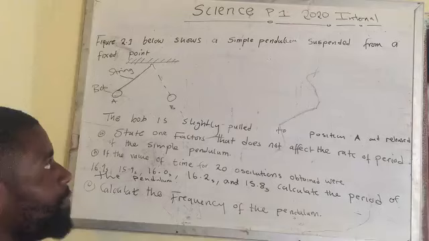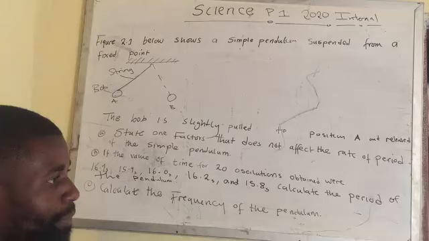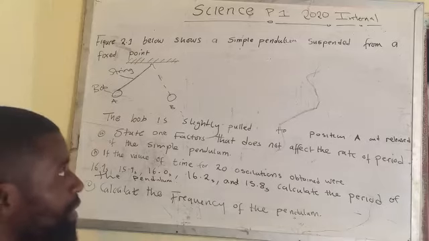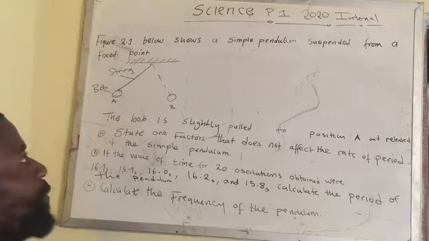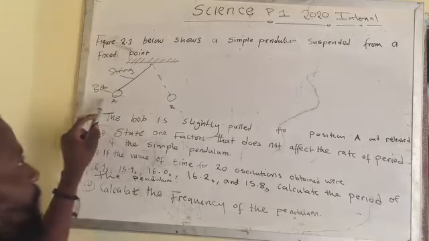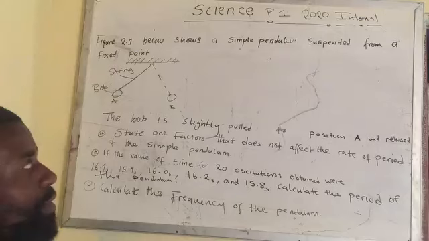There are some factors you're supposed to take note of before we start answering this question, and the terminology used under simple pendulum. We have what we call oscillation, the period, and also the frequency. Let me describe what oscillation means. To oscillate simply means movement. In this case we talk about the movement of this part, which is called a bob. As the bob is swinging, we say that is oscillation.